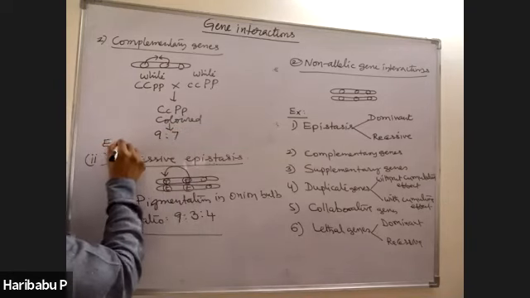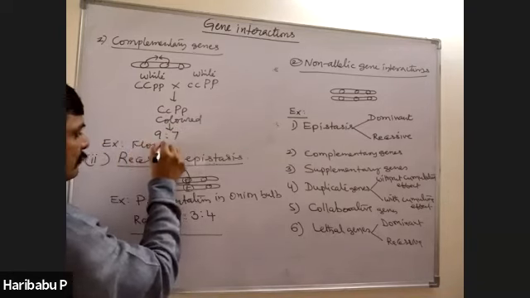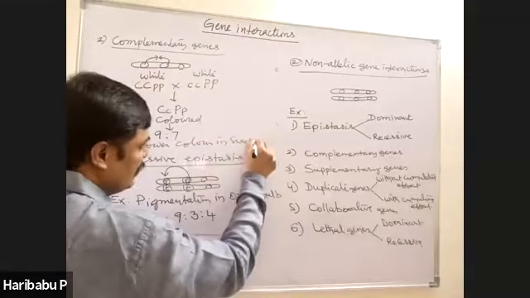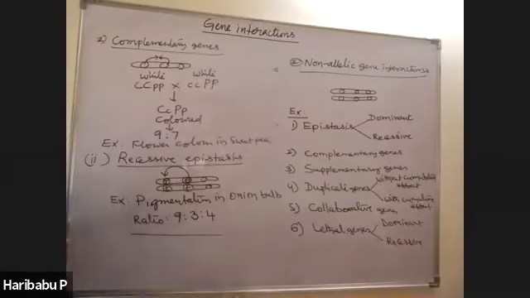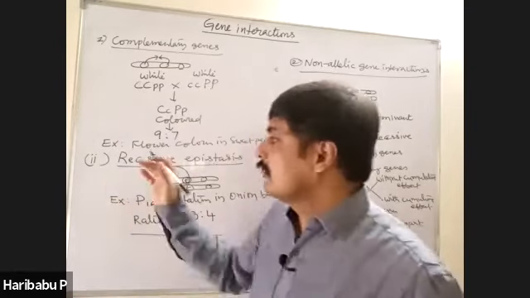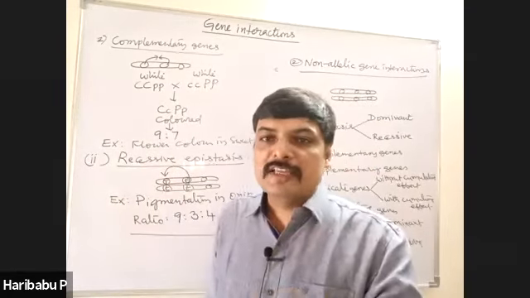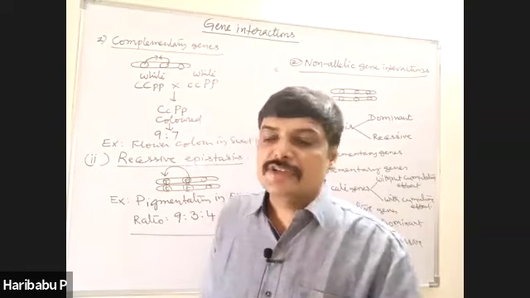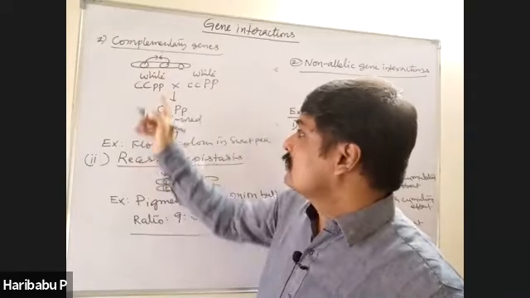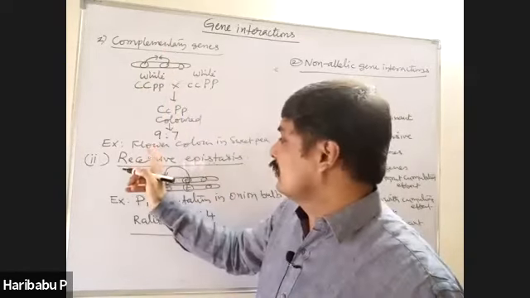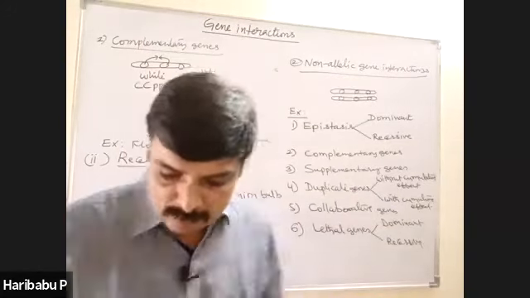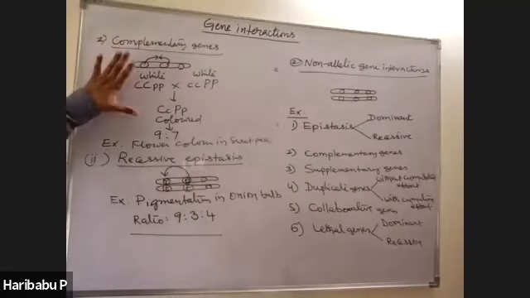The best example for this is flower color in sweet pea. Flower color in sweet pea is an example for complementary genes. This question appeared 2 or 3 times in previous examinations. Which of the following is a complementary gene interaction ratio? 9:7. Okay. And the best example for complementary gene interaction is flower color in sweet pea, that is Lathyrus odoratus. Okay, right.